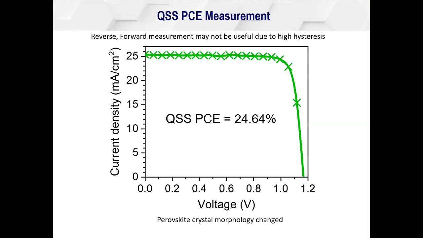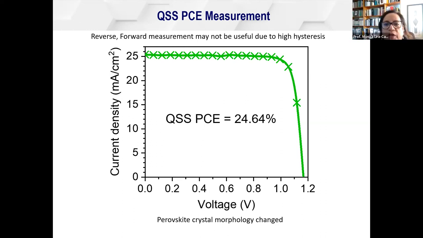Can you explain a bit more how your QSS measurement works? Is it useful to track power conversion efficiency of the whole device degradation under aging tests?